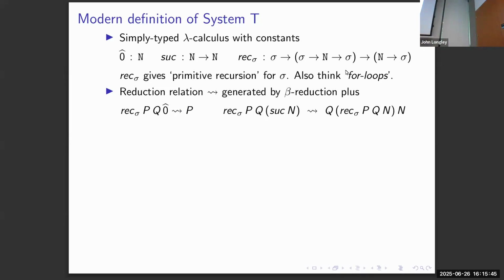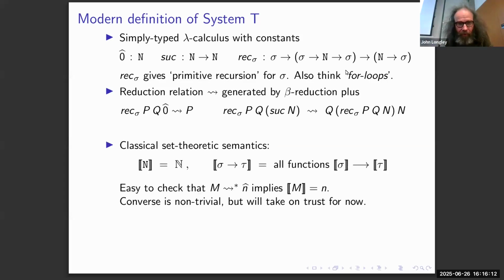So again, from a modern perspective, which wasn't how Gödel said it, we've got a reduction relation generated by usual beta reduction plus these two rules for the recursor, which do what you'd expect. So for 0, we use our starting value e, and for the successor case, I actually mean that to be... no, that's all right.